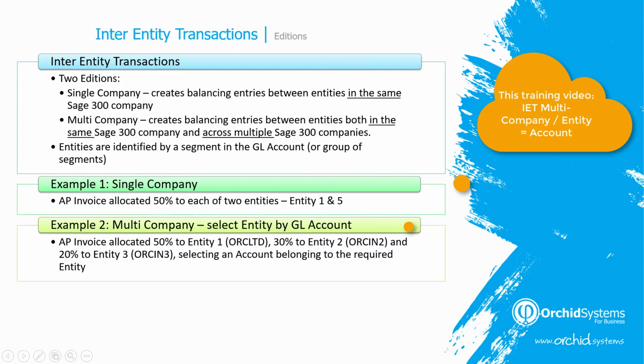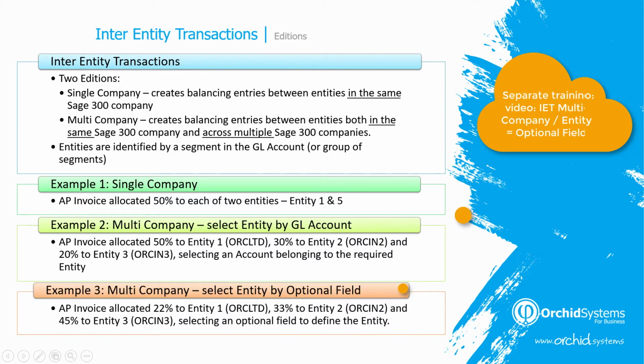We're going to enter an AP invoice allocating 50% to Entity 1, 30% to Entity 2, and 20% to Entity 3. And the final example that I'm going to run through is also for inter-entity multi-company, when you're selecting the entity by choosing an optional field. We're going to enter an AP invoice and allocate 22% to Entity 1, 33% to Entity 2, and the remainder to Entity 3.